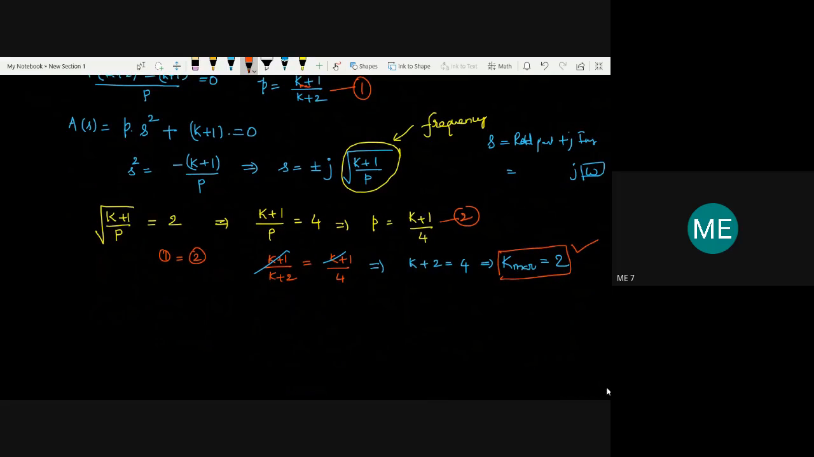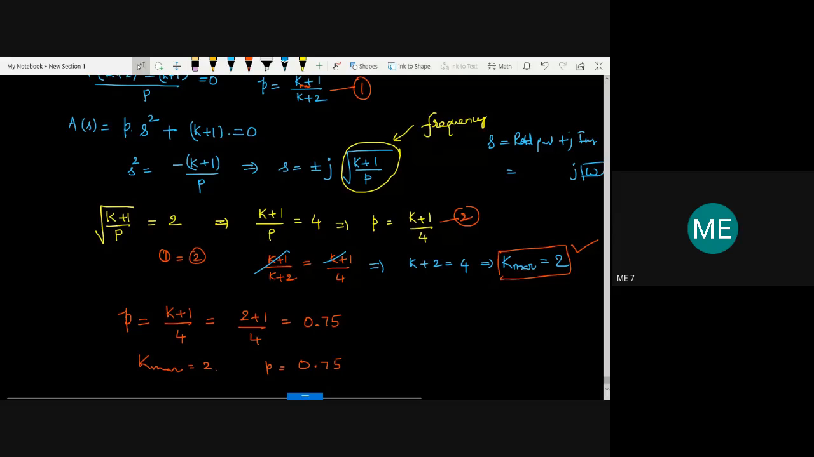And he's asking for p also. We know from the p equation that p is (k plus 1) by 4. So substituting the k value in this, 2 plus 1 by 4, which is 3 by 4, 0.75. So I have got k marginal is 2 and p is equal to 0.75. This is how we can find the range of values of k, and also unknown values using this. And this is about the second application of determining the range of values of k.